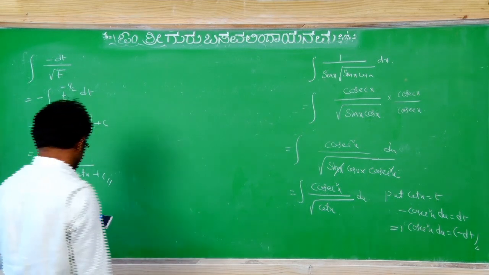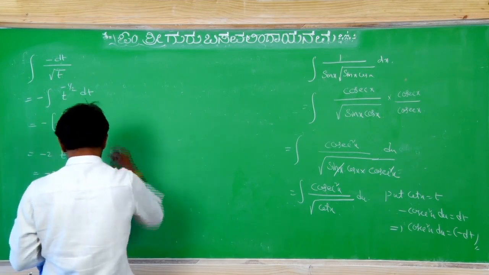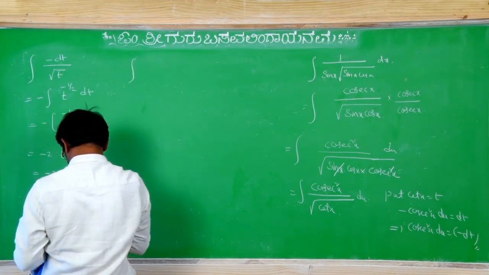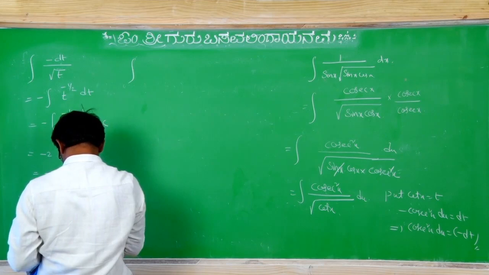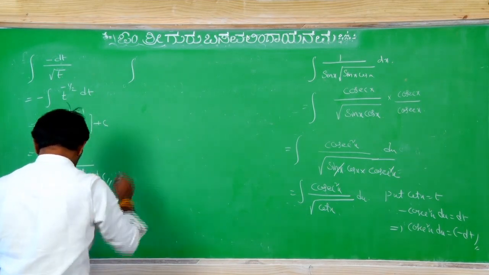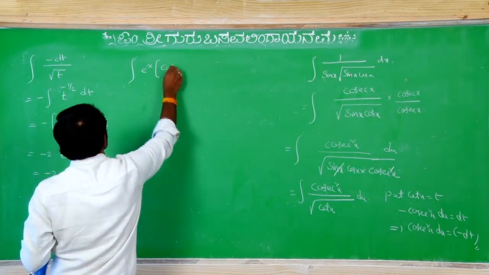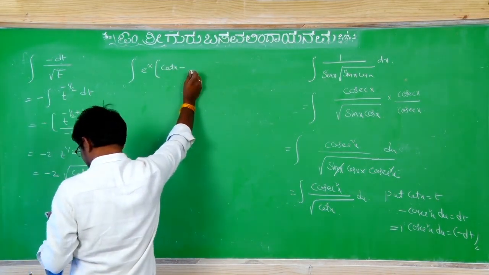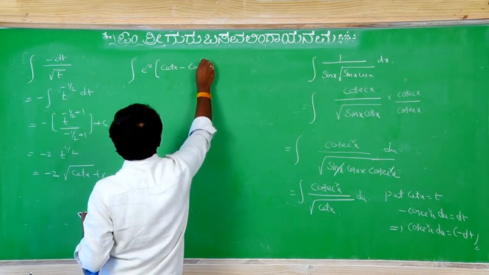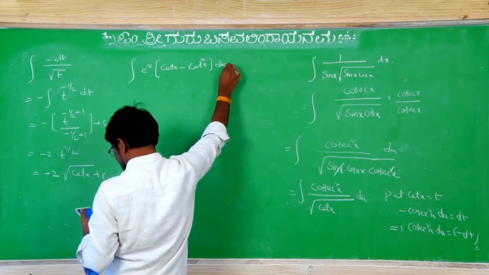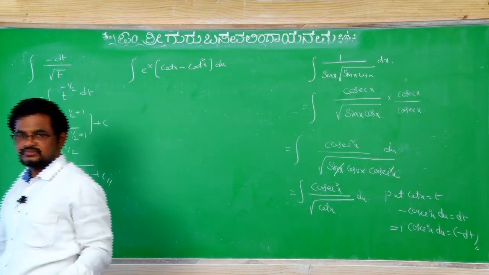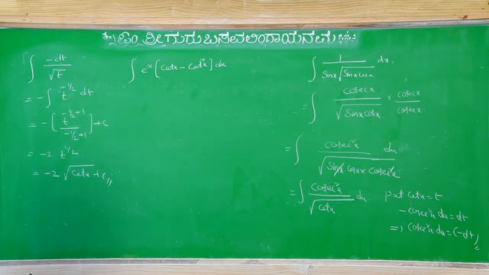Next, integration of e power x into cot x minus cot square x dx. Integration of e power x into cot x minus cot square x dx.